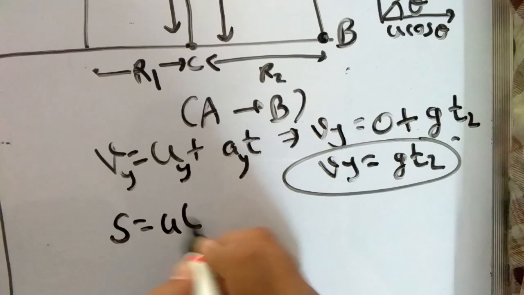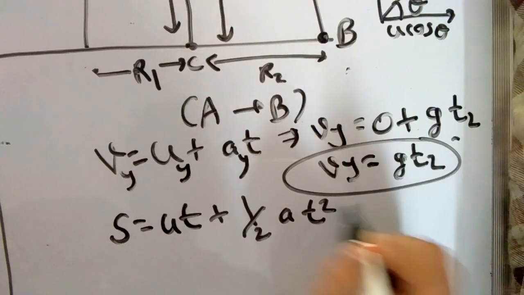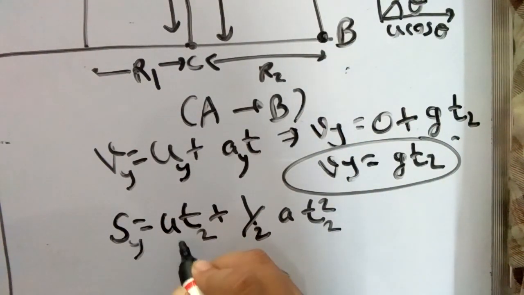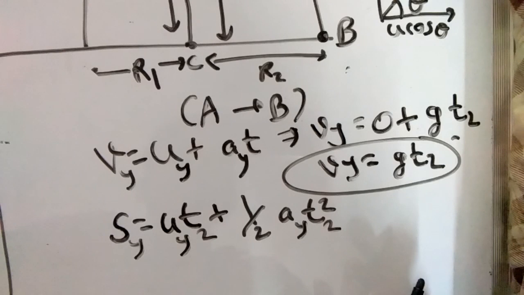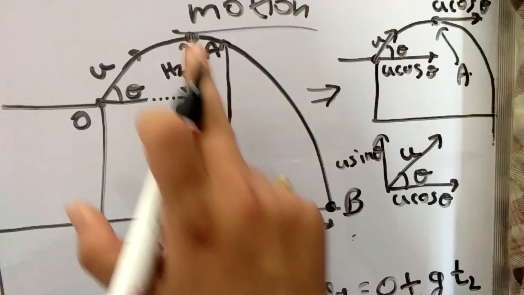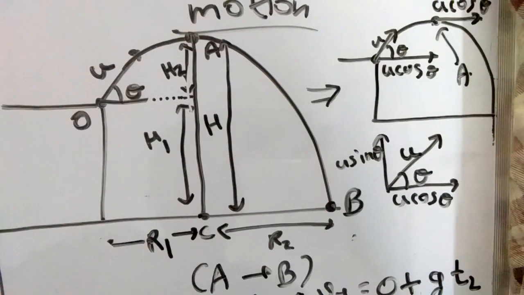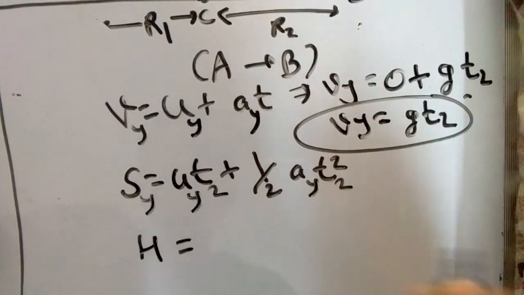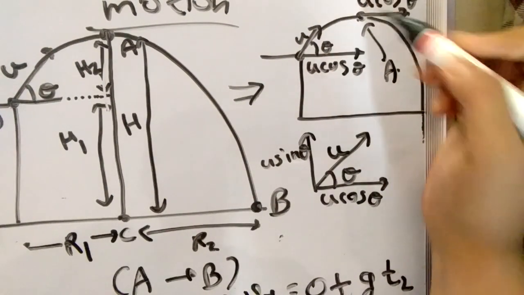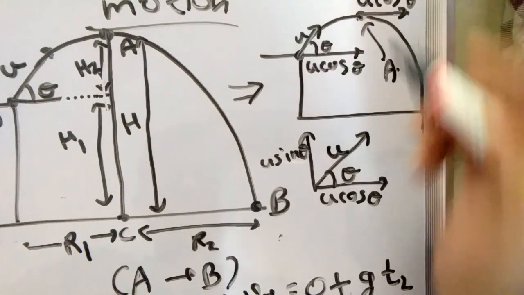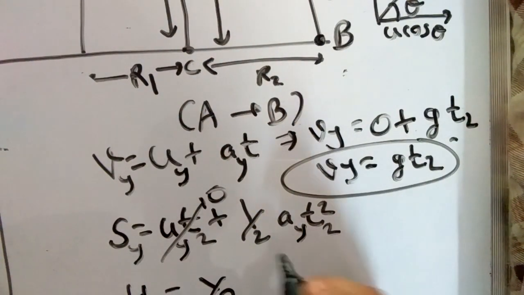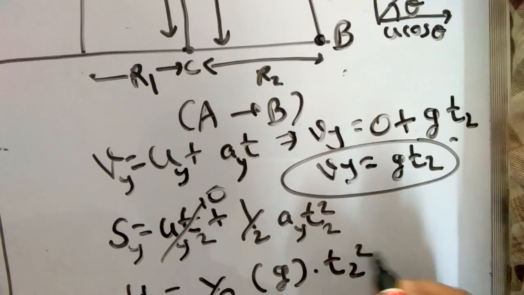S equal to ut plus half at square. Now we will write t2 because it is second part of motion, and I will write sy, uy and ay. Sy means the distance covered vertically. The body is at point A, reaches to B, so vertical distance is h. So I will write h equal to uy means initial velocity in y direction. You can see we are taking this and this point, so in y direction there is no velocity. I will write 0, so this whole term will be 0. So eventually we will get half of ay, which is g, and into t2 square.